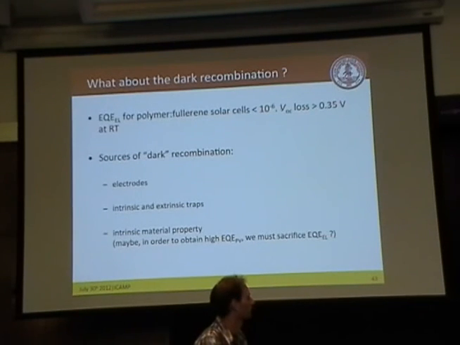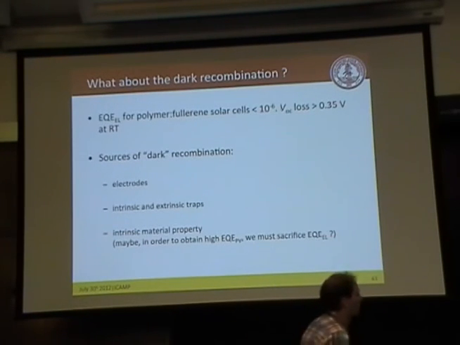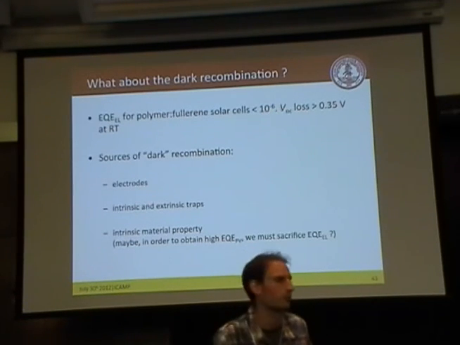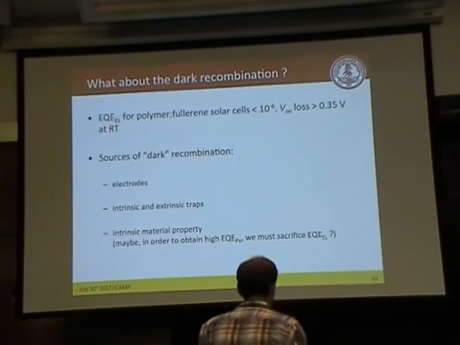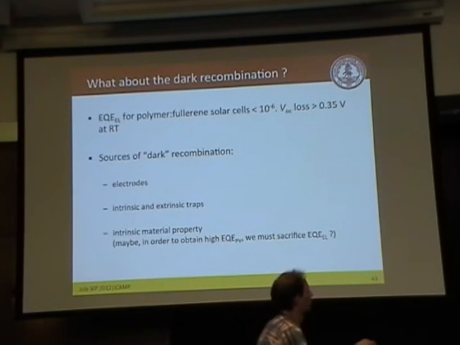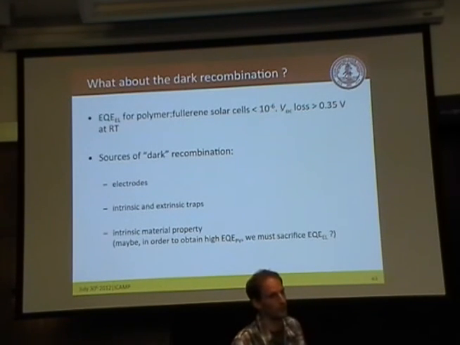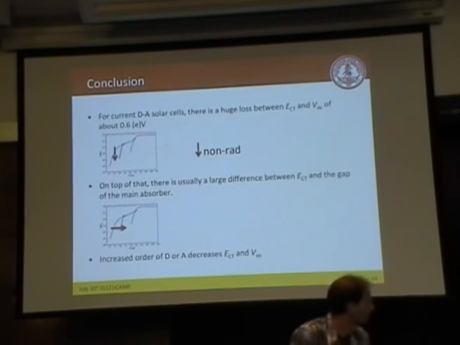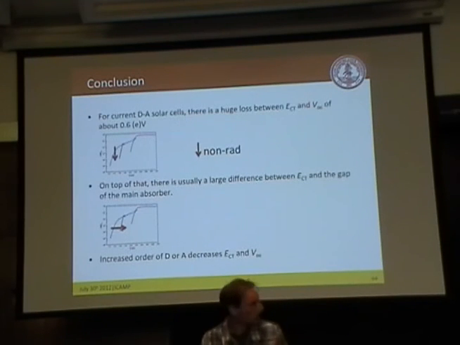And this is what I say here. Maybe to get the good current, somehow we have to sacrifice EQE_EL. At least empirically, that's what you observe. But we don't really know a mechanism behind it. So we're not playing much with these dark recombinations. We only know that it's a lot. They account for a 350 millivolt loss. So if you want to study something, study that. So this already reaches my conclusion.